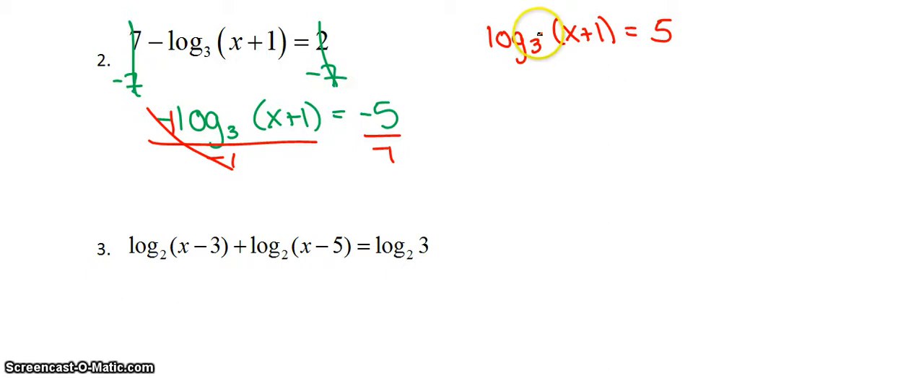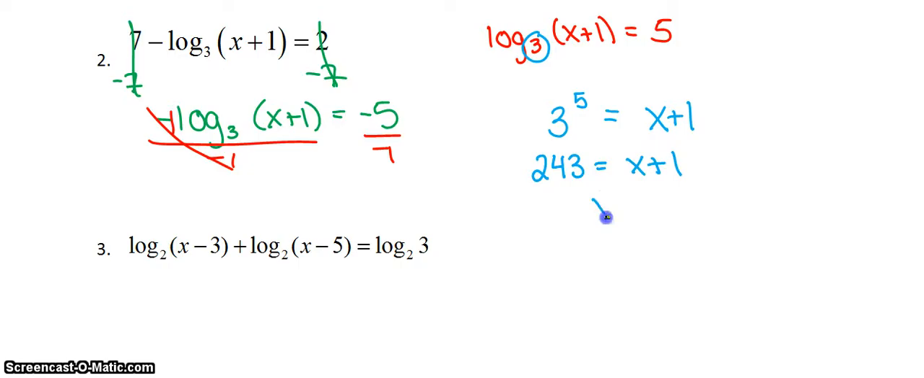So think about how we do that. The base of the log is the same as the base of the exponent. Now, logs solve for exponents. So the output of a log is always the exponent. So it's 3 to the 5th, and then your argument becomes the output, equals x plus 1. So then you can just calculate this out. 3 to the 5th is 243, and that equals x plus 1. Subtract 1 from both sides, you'll get x equals 242. Okay, so that's what I mean by simplifying and rewriting.